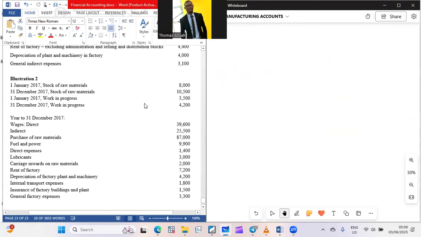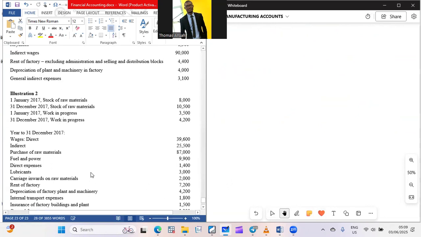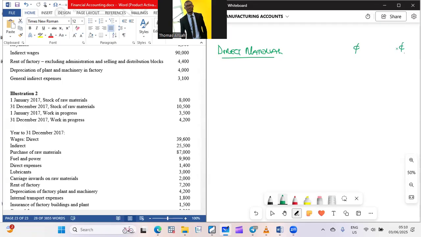So how will we start this? It's easy, right? The same procedure. Opening stock of raw materials. So this one, we still don't have a name, but let's do the arrangement. So we know that we are doing the manufacturing trading account for 2017, just as we did, all right? But you will start with direct material, right? You have your T sign, all right? So opening stock of raw material.